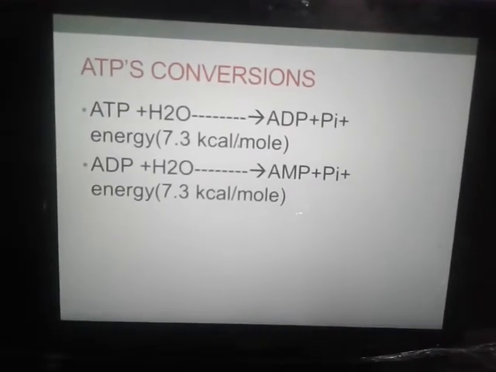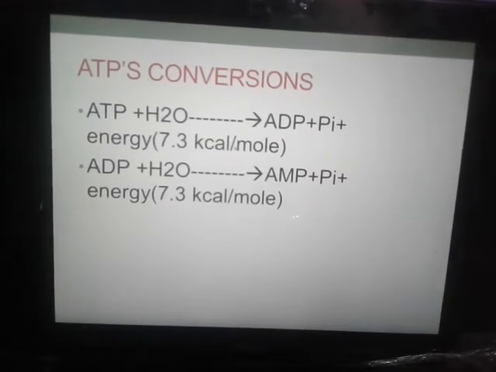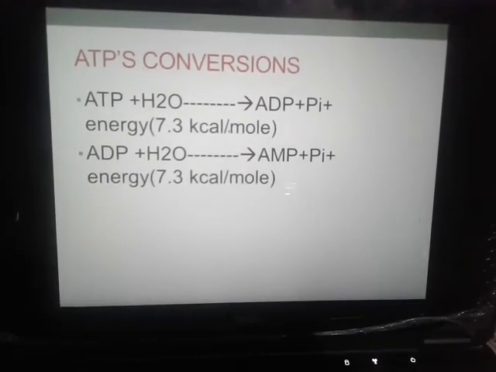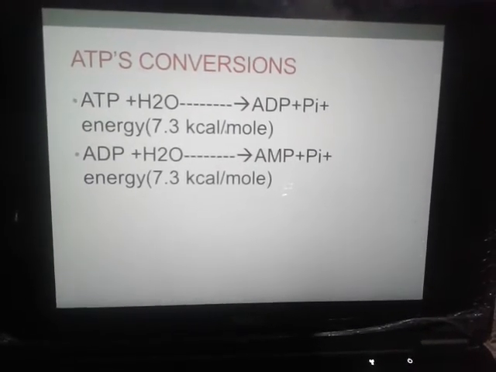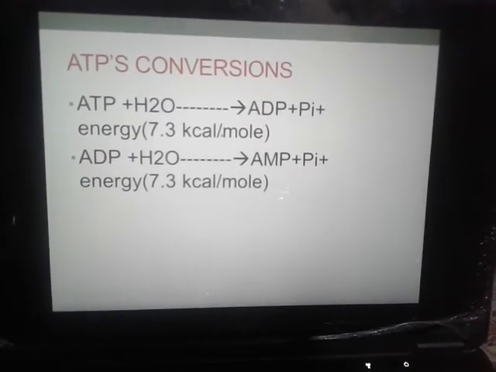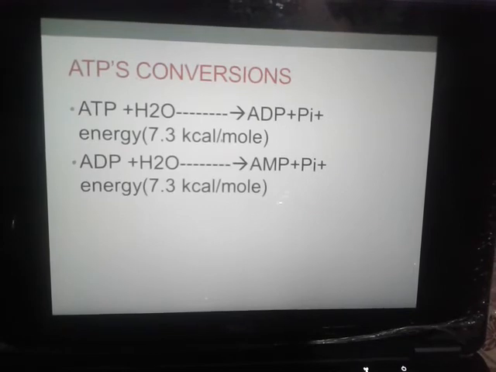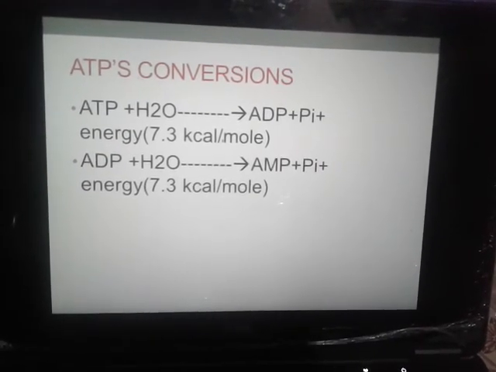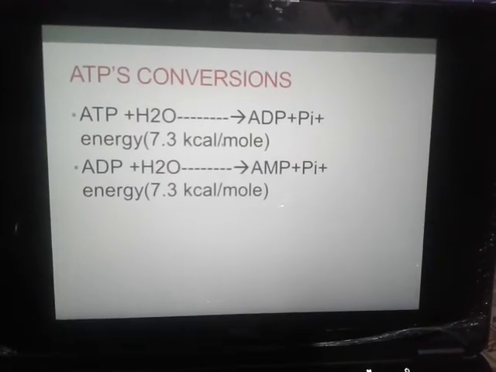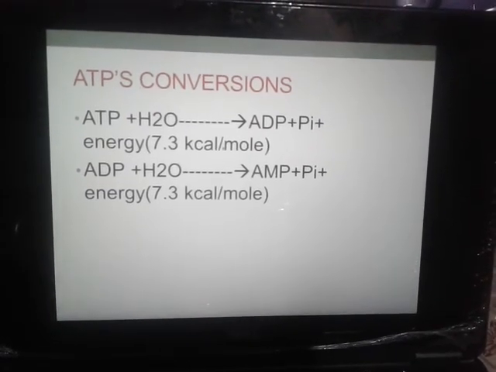Now it's time to discuss ATP's conversions. ATP is converted into ADP by hydrolysis and it releases 1 phosphate group, and 7.3 kilocalorie per mole of energy is released. ADP plus water gives us AMP, that is adenosine monophosphate, plus Pi, that is a phosphate group, and 7.3 calorie per mole of energy is released. ADP stands for adenosine diphosphate.